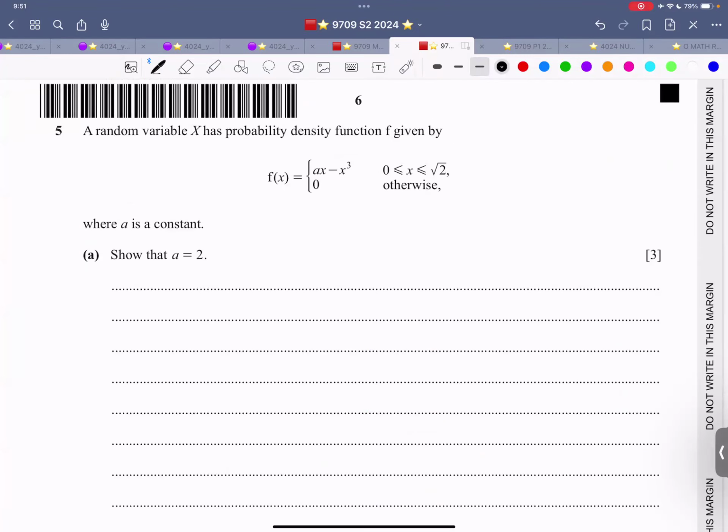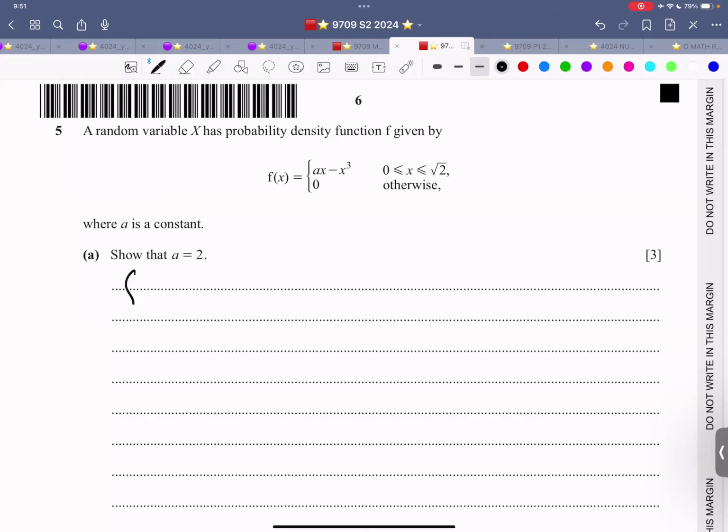Now let's look at question number 5. What is question number 5 all about? Question number 5 is about the concept of CRV. It's an algebraic thing, I don't think any ln or something is applicable over here. A is a constant. We have to find the value of A.